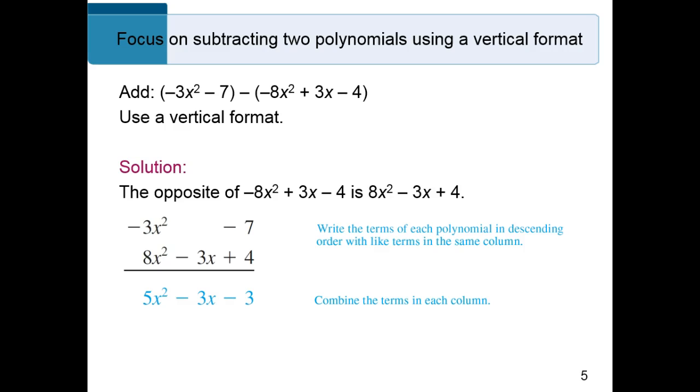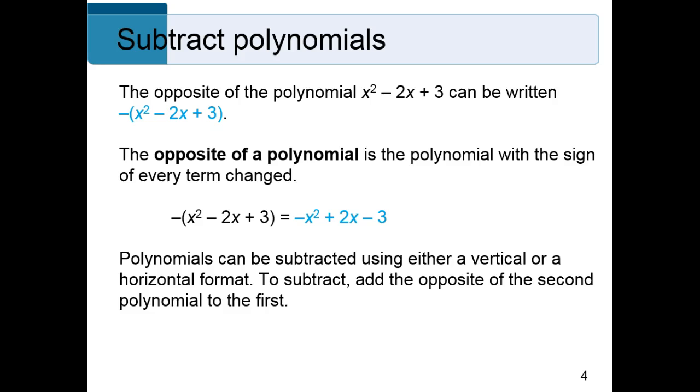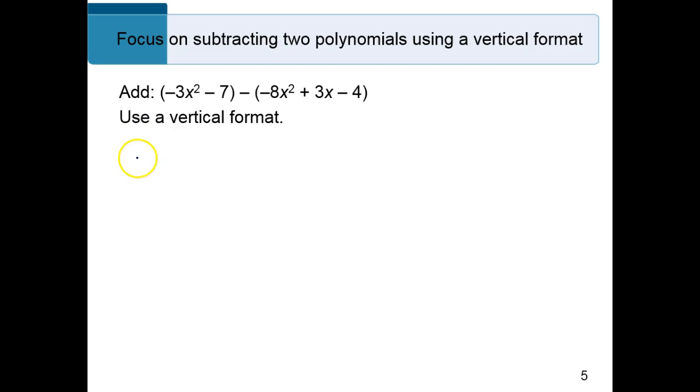Now, I'm going to back up several slides. Remember I said I really don't like this wording, add the opposite of the second polynomial to the first. And here's why. What if this problem had said, and this is really dumb to me, they say add and then put a minus sign in there. That's not addition, that's subtraction. So why did they put add? Did they do it to confuse you? No, I'm sorry, I think it's just whoever did the slide. But what if the problem had been this?